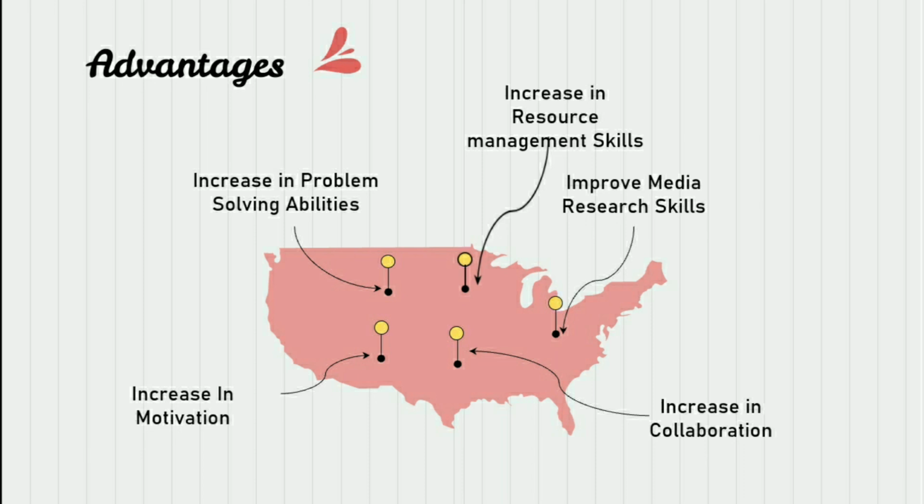The fourth is increase in collaboration. In the processing stages, learners create and organize their own groups. They share knowledge and collaboratively construct artifacts. And the last is increase in resource management skills. Successful project-based learning provides learners with experience in project organization and time management with necessary scheduling of resources.